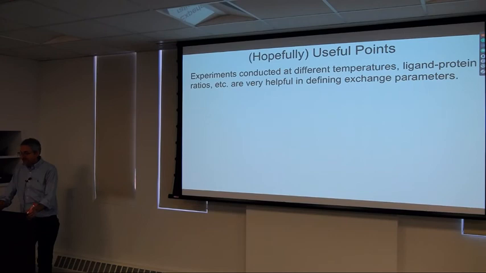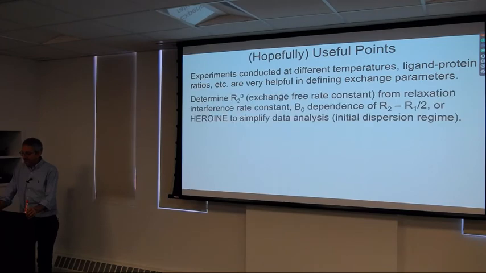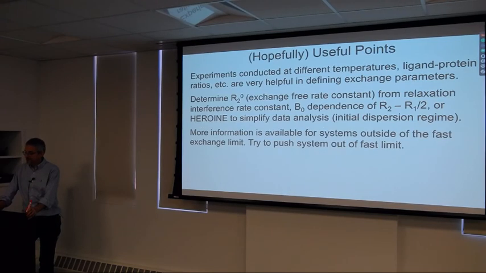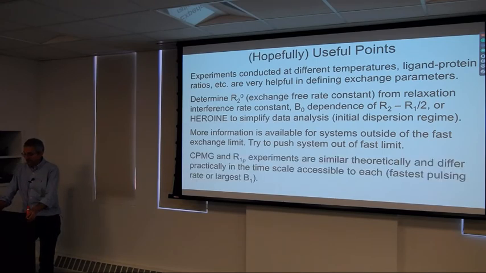So again, probably obviously, changing the system and collecting more data helps increase the information content. Again, it's nice to know R2-0. That's a fitting parameter most of the time, so if you're able to measure it independently, that's a big help. And it's always the case that there's more information available if the system isn't in the fast exchange limit. So manipulating temperature, buffer, whatever, so that you're not in fast exchange or not very fast is usually helpful.